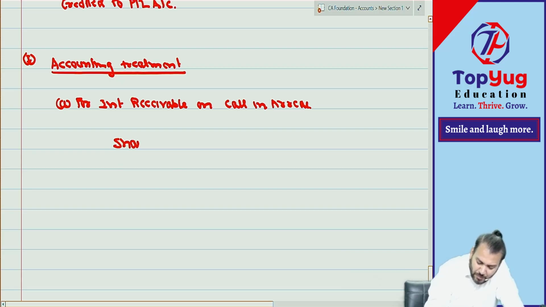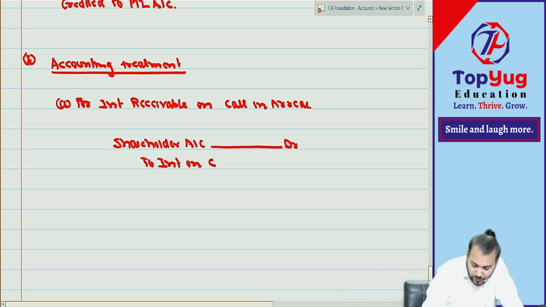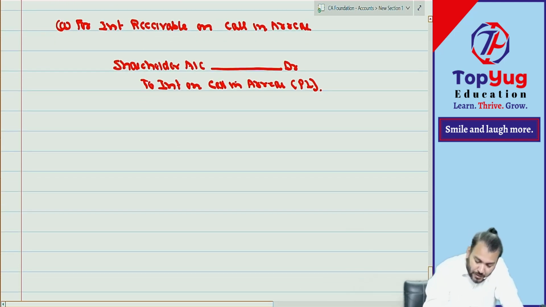Can you see it is receivable from shareholders? We can write shareholders account debit to what? Interest on call scenario, which will be transferred to PL. And once received, what journal entry?